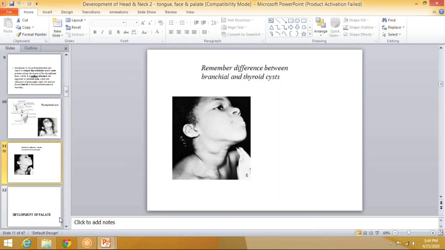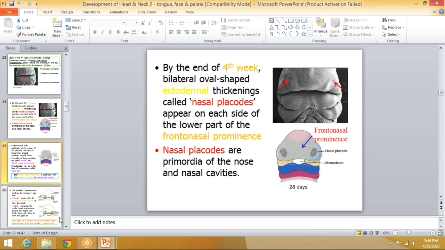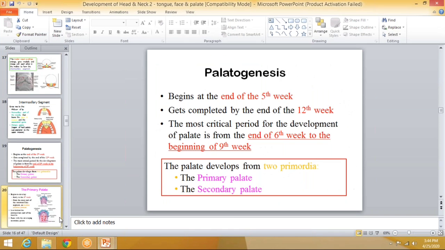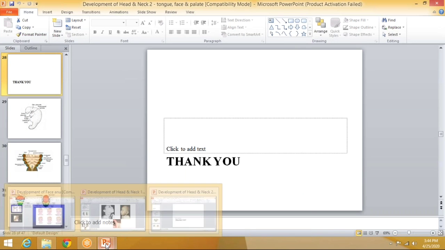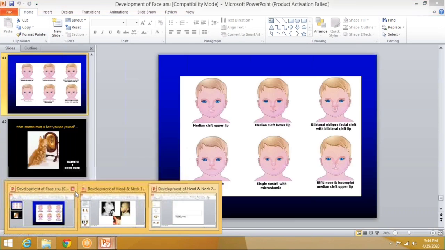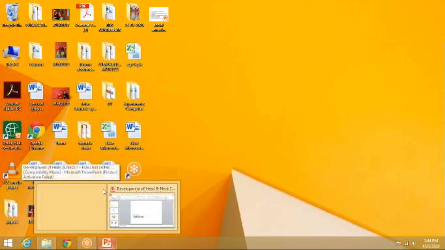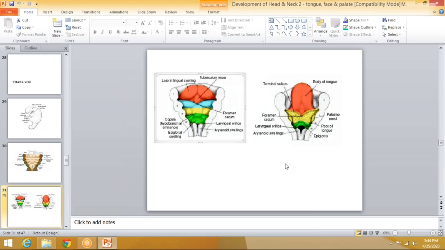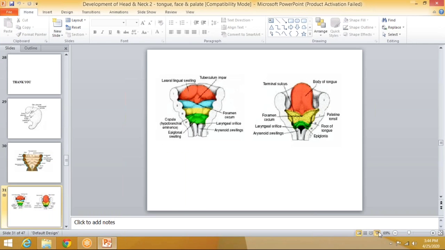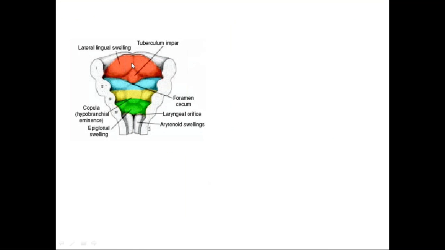So for the development of the tongue, this we have all studied. So for the development of the tongue, these are the two lingual swellings which are arising from the first arch.